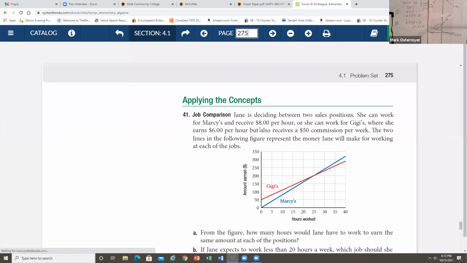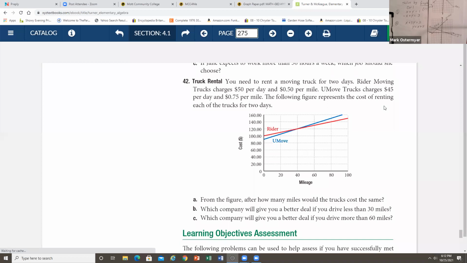All right, problem number 42 here. This involves a truck rental. It says you need to rent a moving truck for 2 days. Ryder moving truck charges $50 per day and 50 cents per mile. You Move Trucks, on the other hand, charges $45 per day and 75 cents per mile. The following figure represents the cost of renting each of the trucks for 2 days.